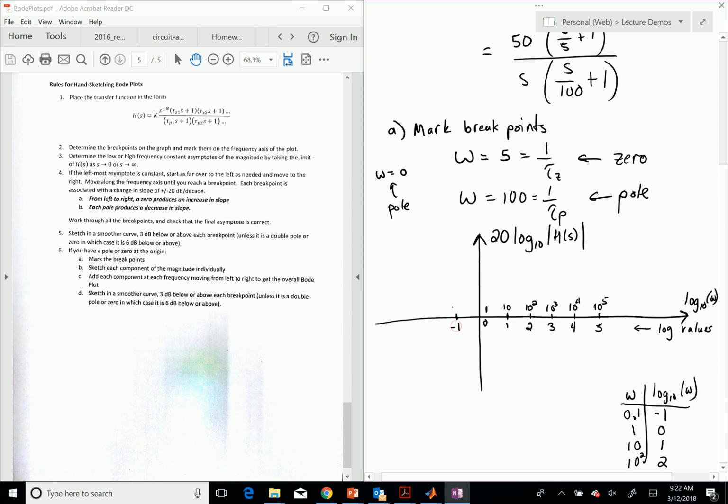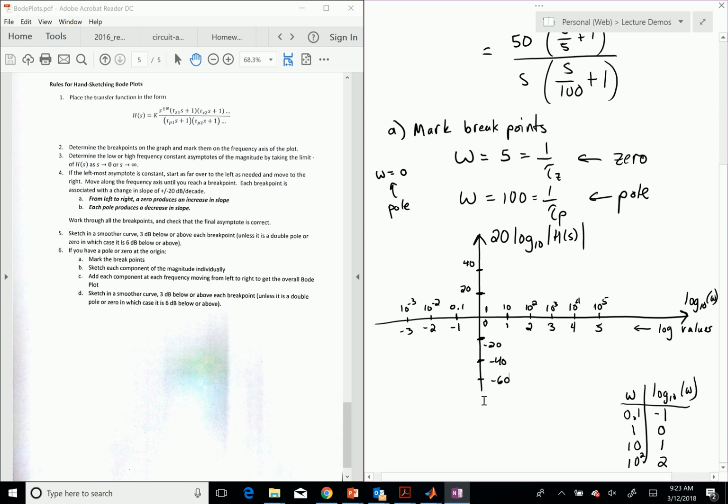So here's negative 1, which is 0.1. Here is negative 2, which would be 10 to the minus 2. Here's negative 3, which is 10 to the minus 3, all the way back like that. And then I'm going to mark off my dB values. So here's 20, 40, negative 20, negative 40, negative 60, like so.